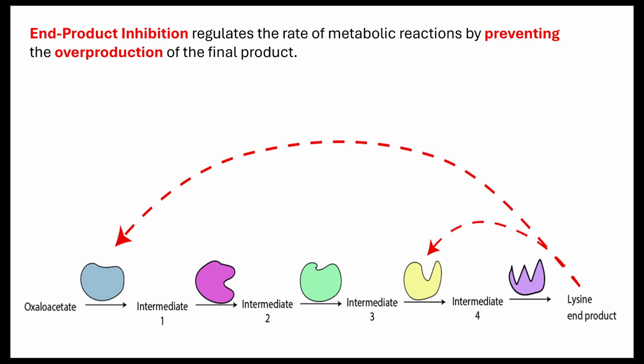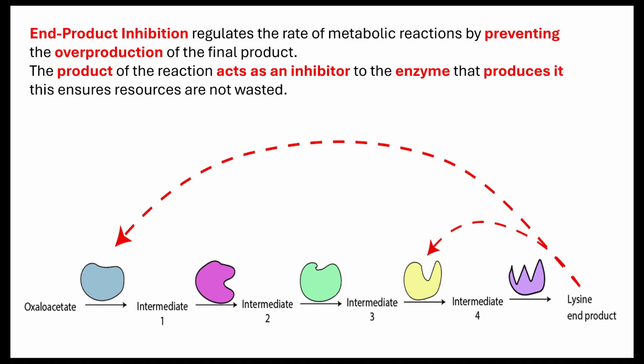Now, in end product inhibition, a product of the reaction is going to act as an inhibitor to the enzyme that would produce it. This ensures that resources are not wasted. So you can quite clearly see that lysine is an end product that is going to inhibit my yellow enzyme, the enzyme that will turn intermediate 3 into intermediate 4. The lysine, the end product, also inhibits our blue enzyme, our enzyme that is going to convert oxaloacetate into intermediate 1. Therefore, this is an example of a non-competitive reversible inhibition.